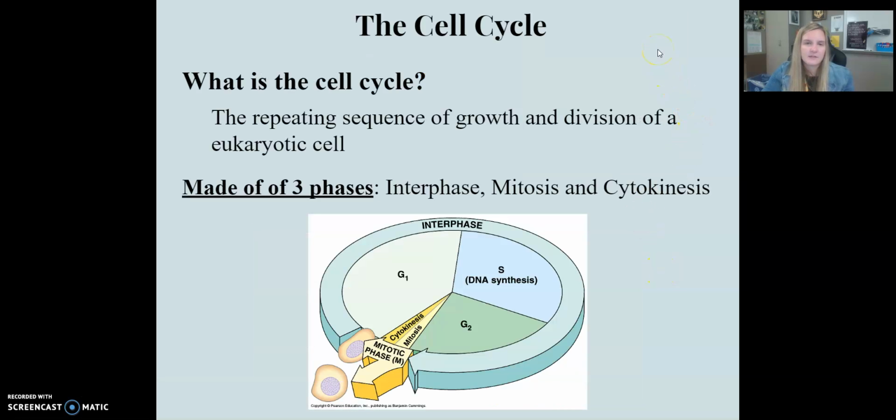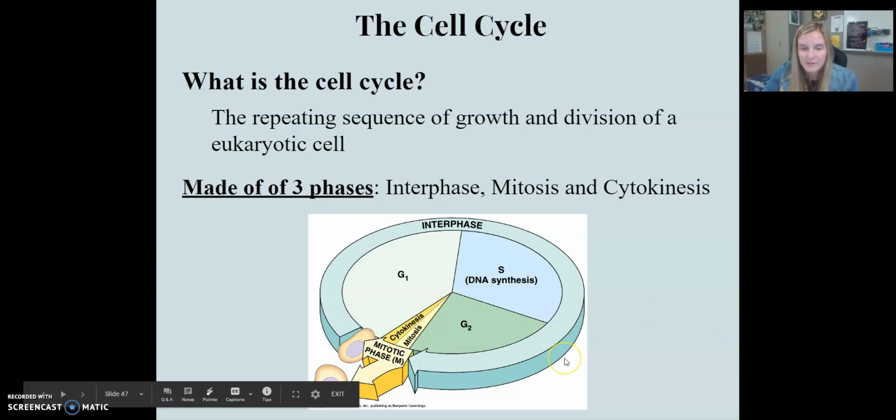So once again, what is a cell cycle? It's the repeating sequence of growth and division of a eukaryotic cell. And so it's that regulation of a cell dividing to create a new cell. It is made up of 3 different phases: interphase, mitosis, and cytokinesis. So this diagram down here shows those 3 different phases. We have this very long interphase phase. So it's this very long, most of this circle is interphase. Then you have mitosis, or the mitotic phase, and then right here before it enters interphase again will be cytokinesis.